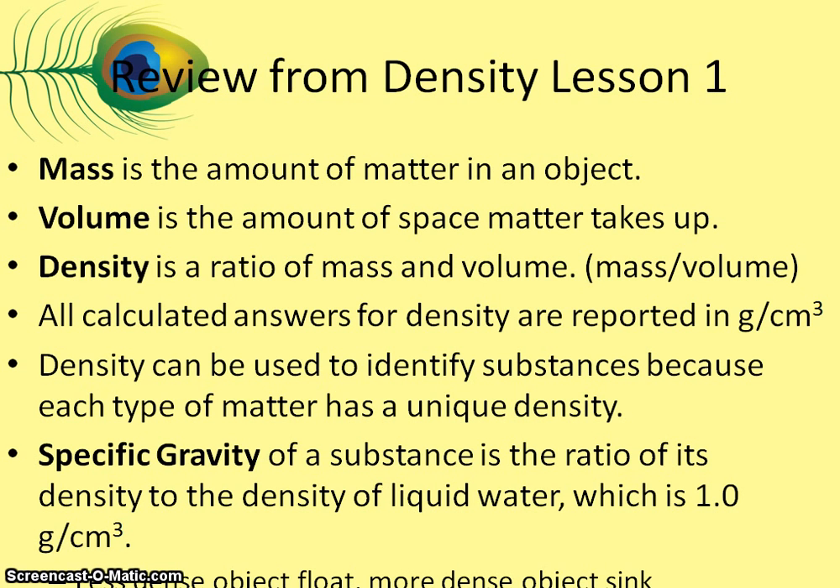And density is important because we can use it to identify substances because each type of matter has a unique density. Density is like a fingerprint. There are no 2 substances or types of matter that have the exact same density. We also learned that specific gravity of a substance is the ratio of its density to the density of liquid water, which is 1.0 grams per centimeter cubed. So less dense objects float, and more dense objects sink.